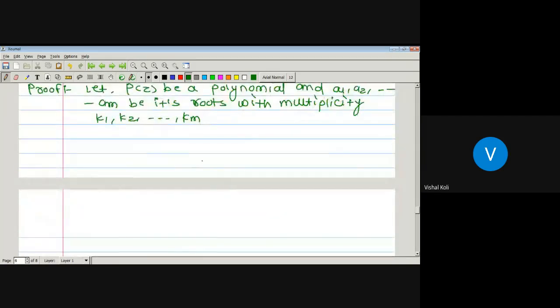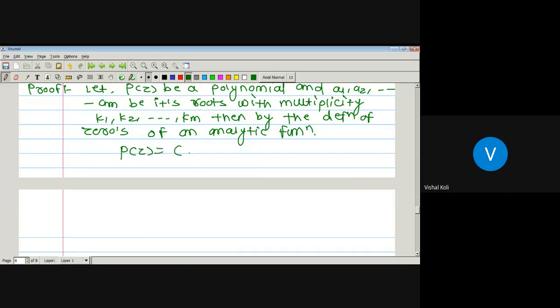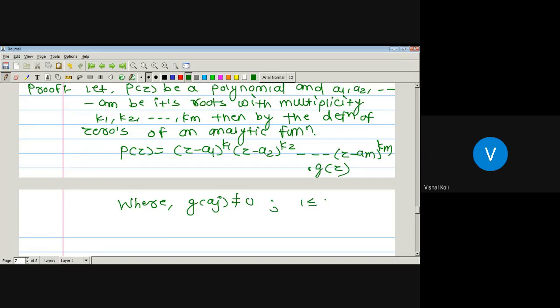then by the definition of zeros of an analytic function, p of z can be expressed as p of z is nothing but z minus a1 to the power k1, z minus a2 to the power k2 up to z minus am to the power km into g of z, where g of aj is non-zero for each value of j lies between 1 to m, which is by definition of zeros of an analytic function.